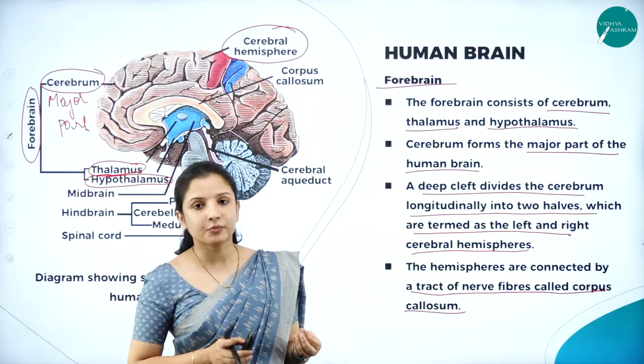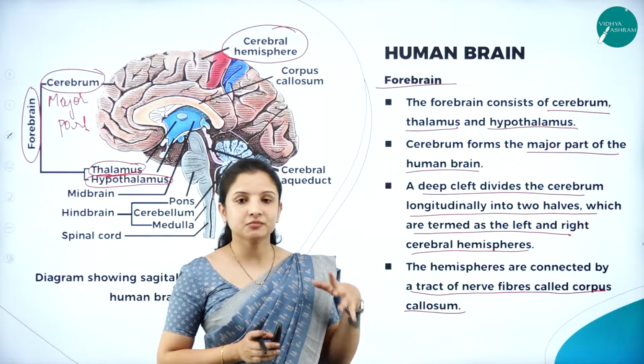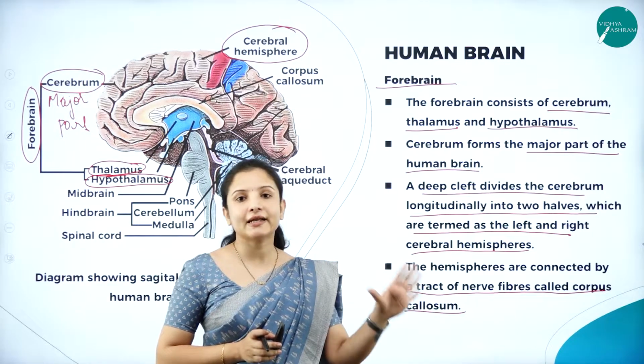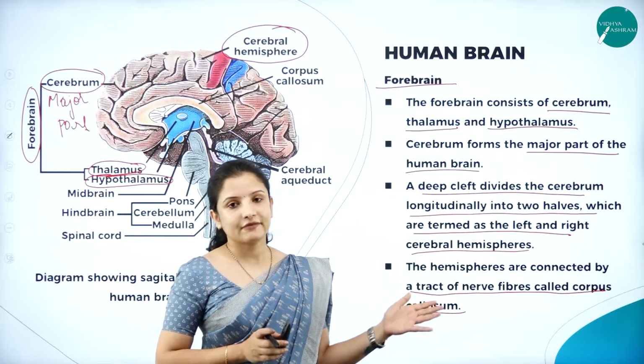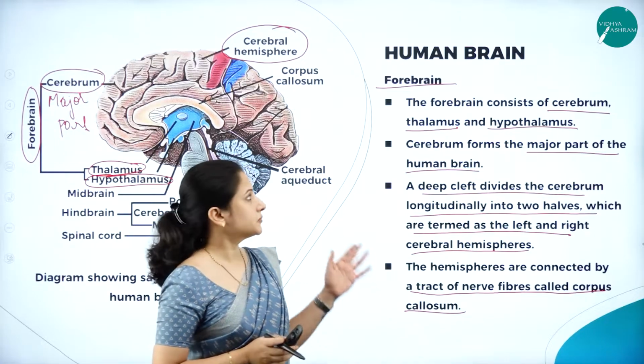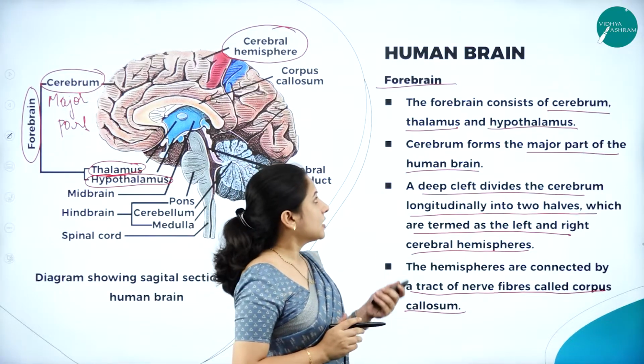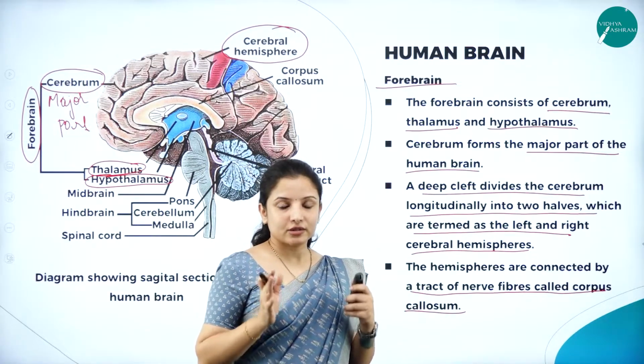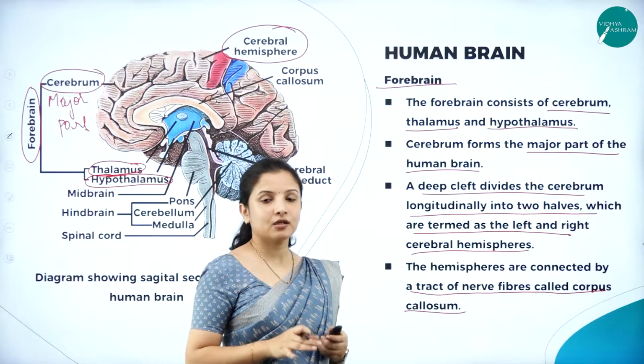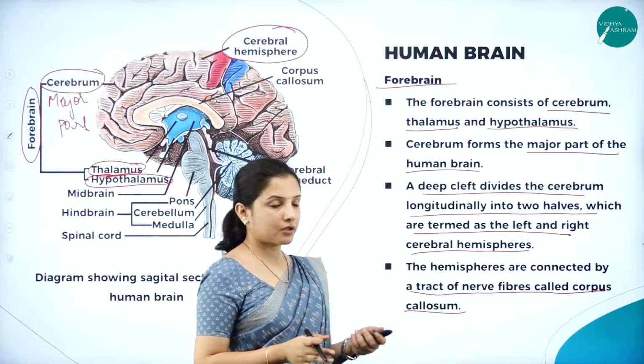So what is the corpus callosum? The corpus callosum is the nerve fibers that connect the cerebrum, that is the left cerebrum and the right cerebrum. So this is about the forebrain. In the forebrain, we came to know about the cerebrum, where it is located, what the different parts in the cerebrum are, and all that.